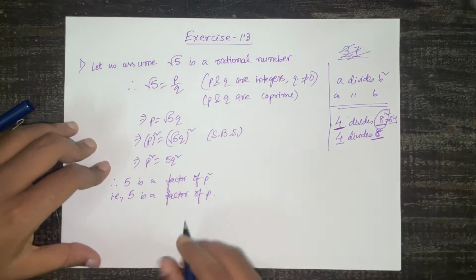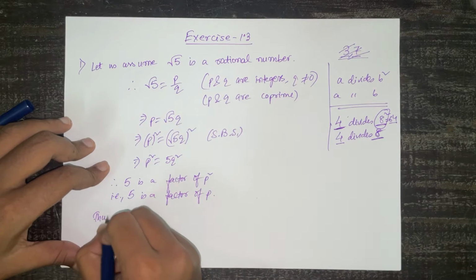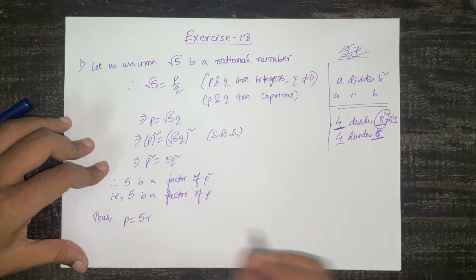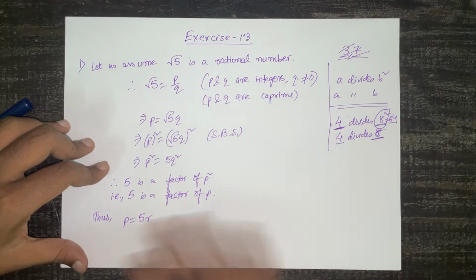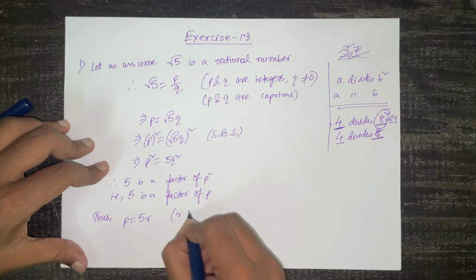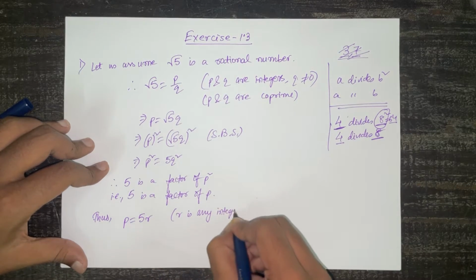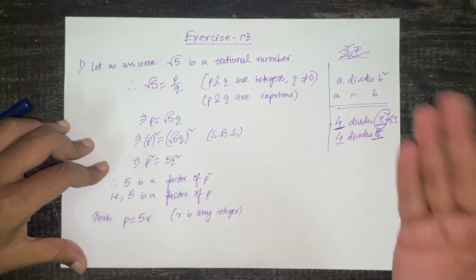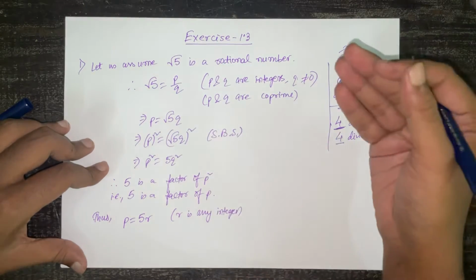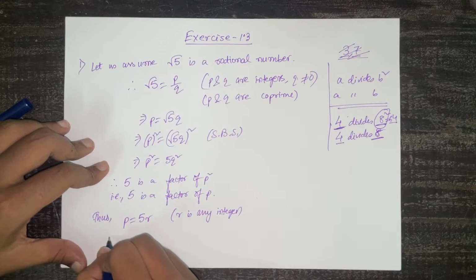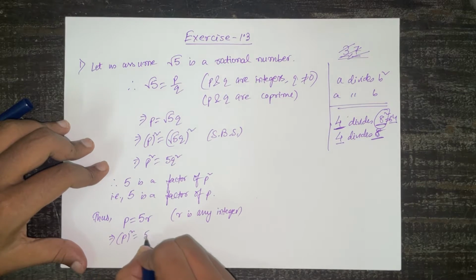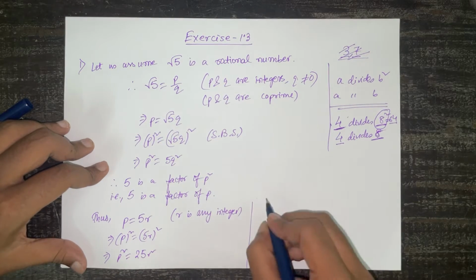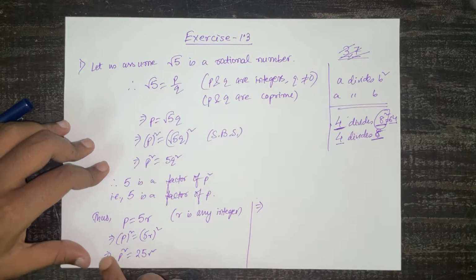Now since 5 is a factor of p, the next step we can write is p is equal to 5 into anything. Suppose r. p is equal to 5r, where r is any integer. Since 5 is a factor of p, therefore p will be equal to 5 into something. Obviously, since 5 is a factor, 5 multiplied by something will give us p. Again, if we square both sides, we get p square is equal to 25r square. Right? I am continuing this part here. Okay, p square is equal to 25 r square.